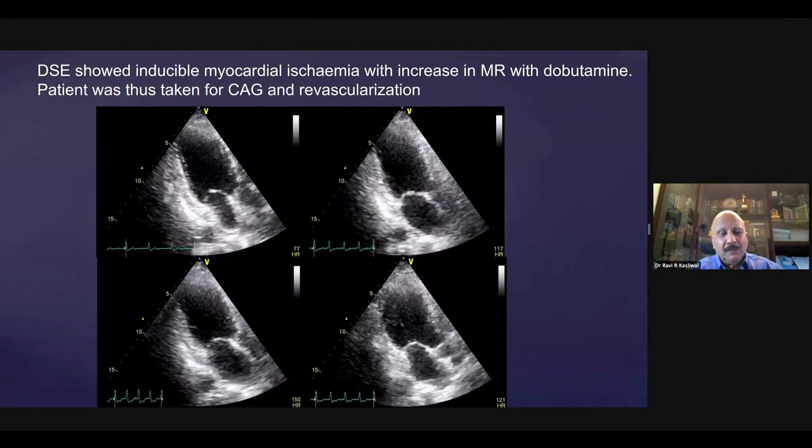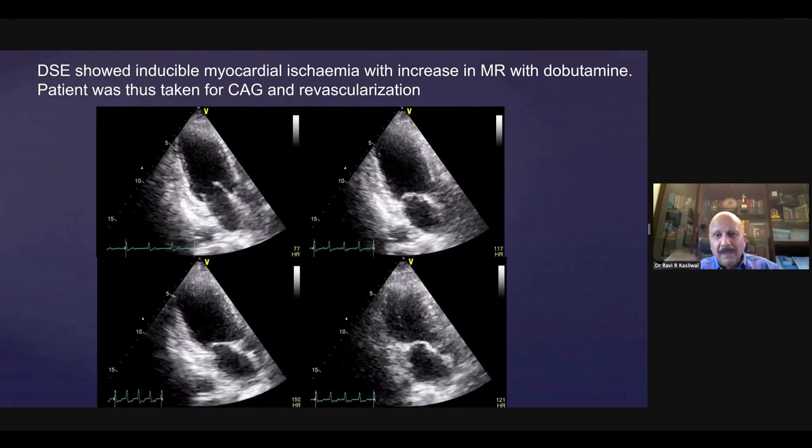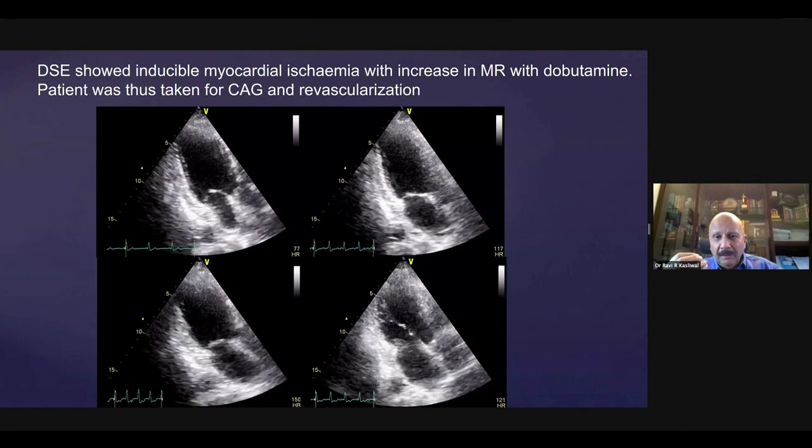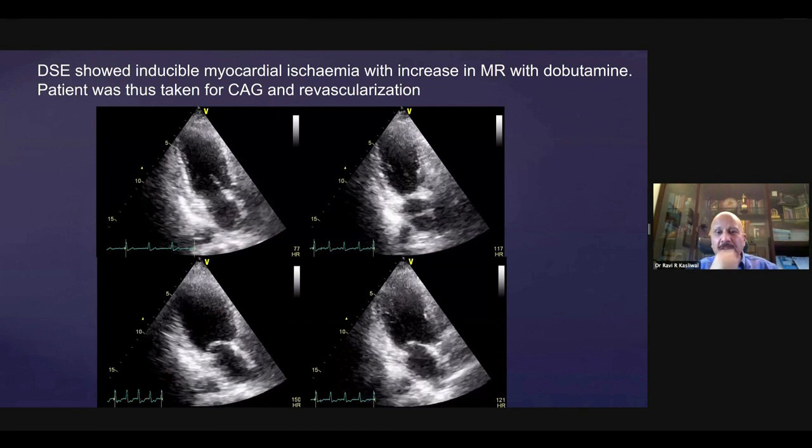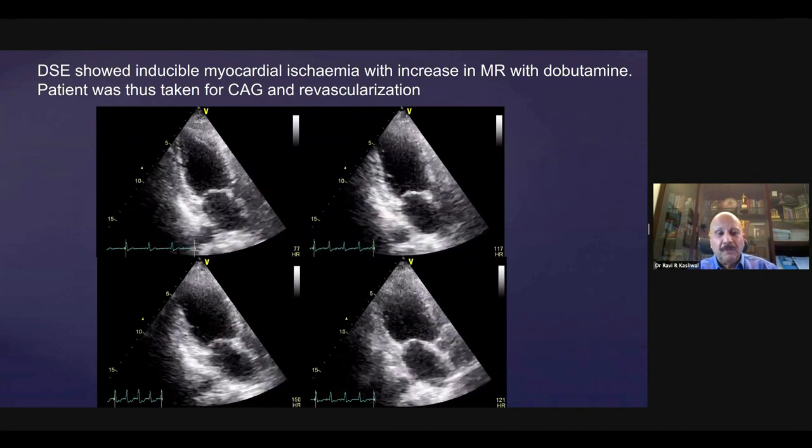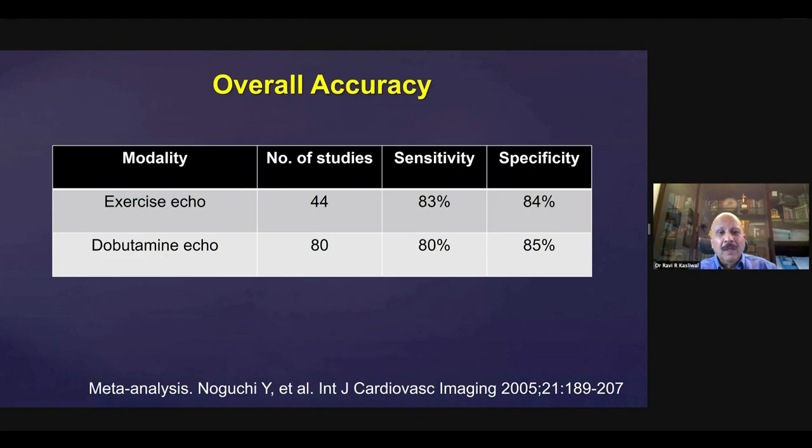So these are some of the things that you can do with clinical examination, a stress echocardiography, ECG, and help save your patients from the vagaries of this disease. So the overall accuracy, if you look at the number of studies, the exercise echocardiography sensitivity is 83%, the dobutamine echo sensitivity 80%. So these are pretty good tests. In good hands, they can give a lot of information about where we are headed in such patients.